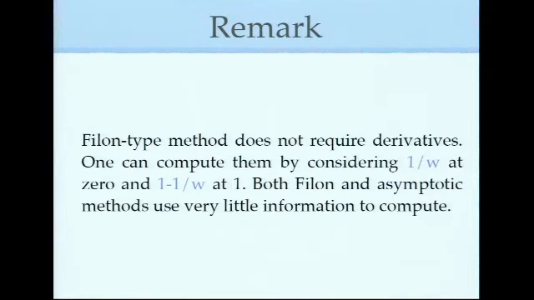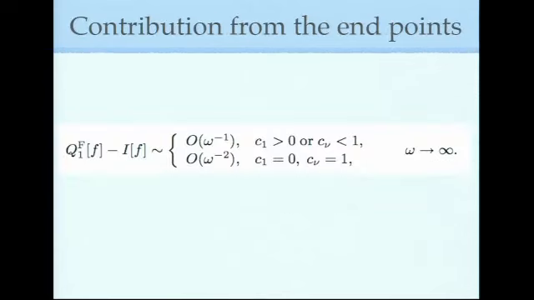Another advantage of the Filon-type method, and not only Filon-type, there were a number of methods developed, including the Levin-type method by Iserles, is that it does not actually require derivatives by itself. One can consider the sequence 1 over omega around 0 and 1 minus 1 over omega around 1, and both Filon and asymptotic methods use very little information, as we saw, to compute an approximation with quite high accuracy.